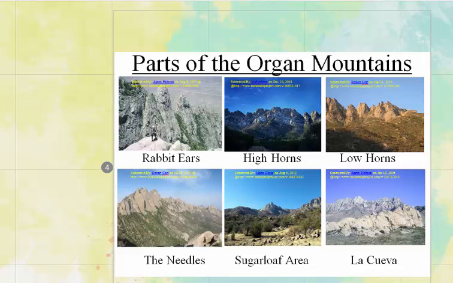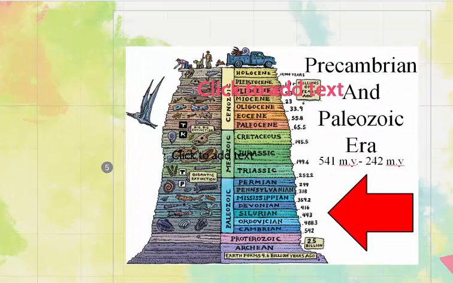To start off, we will be talking about the Precambrian era and the Paleozoic era, which will begin 541 million years ago, ending 242 million years ago, just right before the Cretaceous era, which we'll be discussing in Cristo Rey.